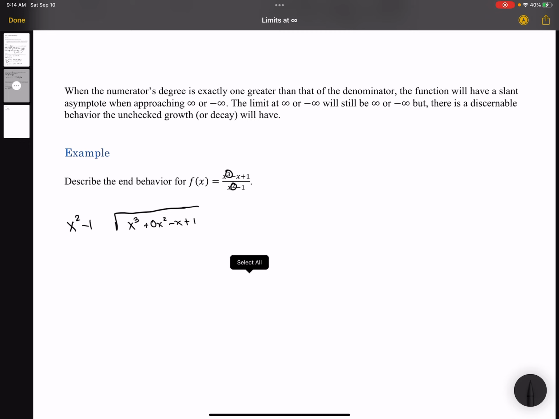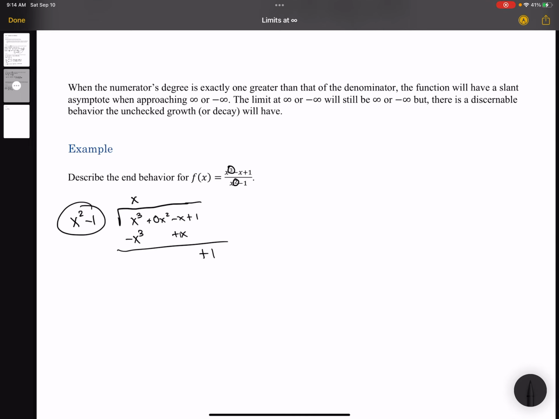So x squared divides into x cubed. x times x squared is x cubed. x times negative 1 is negative x. Remember, for a long division, we switch the signs and we add. So that's going to be 0, 0x squared, and we're going to get 1. And then we get the plus 1. So we stop when this x squared minus 1 is going to be larger than the value of 1 for really large values of x. So this is the same as having x plus 1 over x squared minus 1.